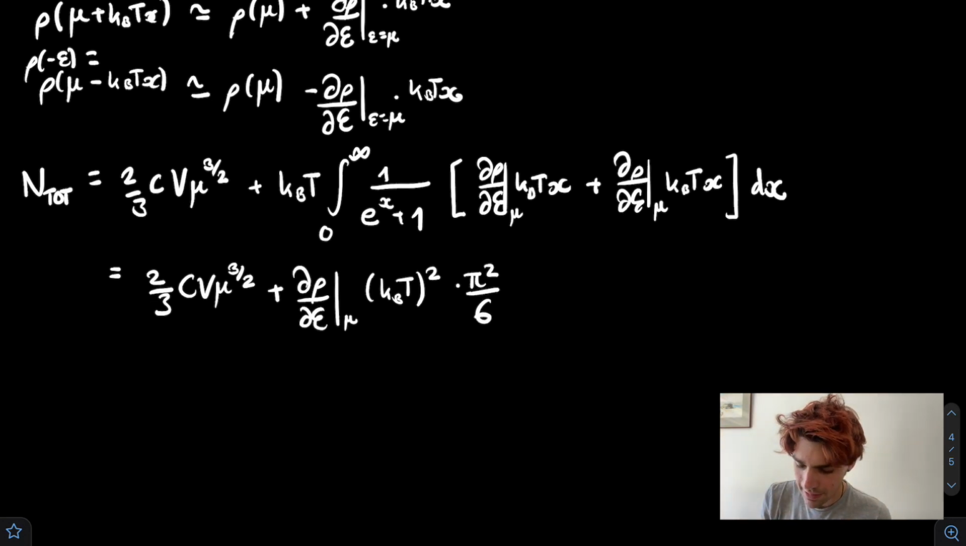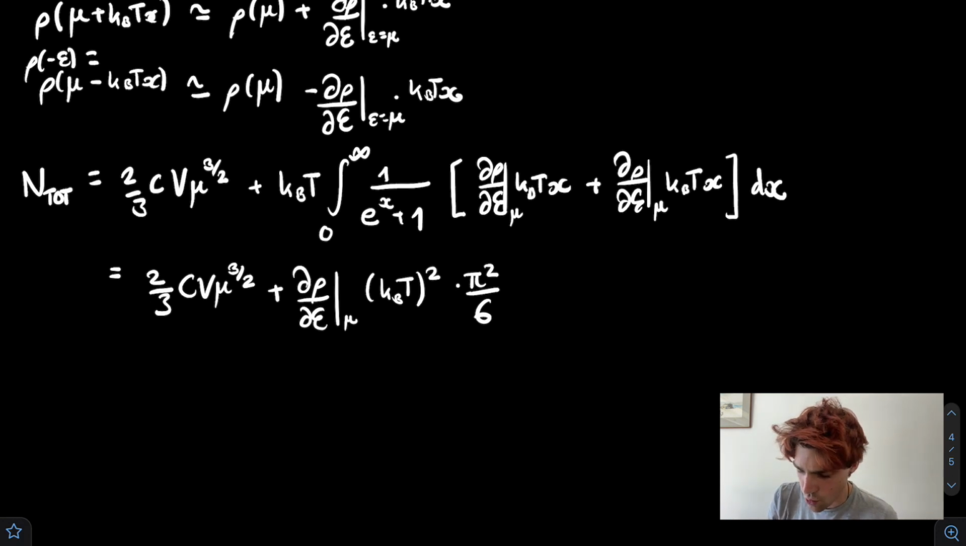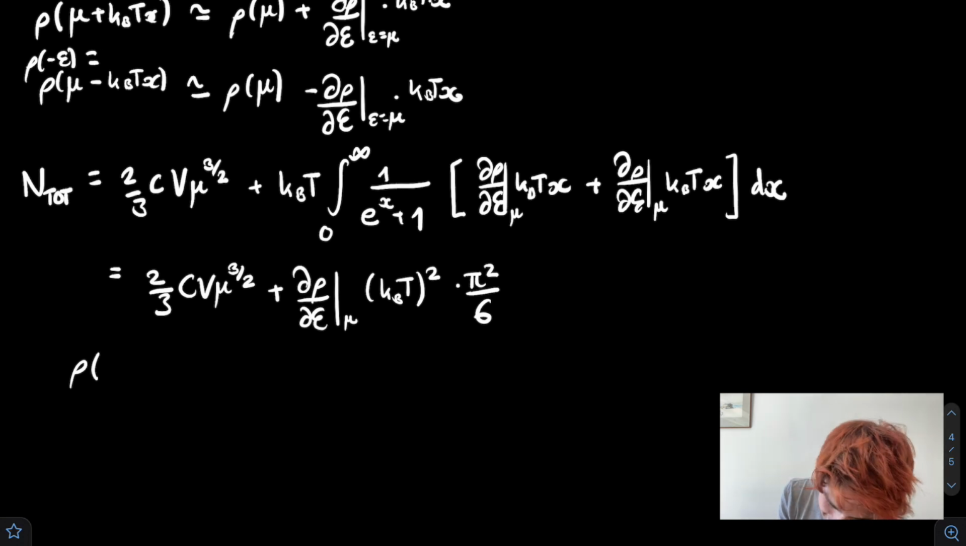So all we now really have to do is sort this term out right here, which is a little bit vague. It's literally just a derivative of rho with respect to epsilon evaluated at mu. So what did we say that rho was? Well, rho is the density of states, which, as we've said many times, is CV times the square root of epsilon.